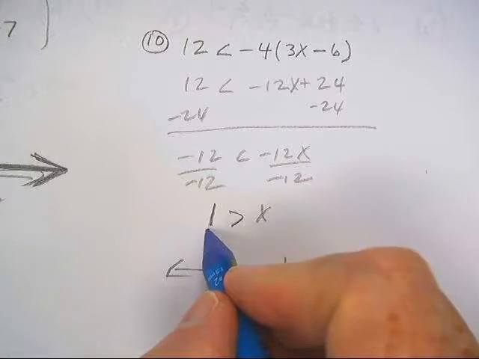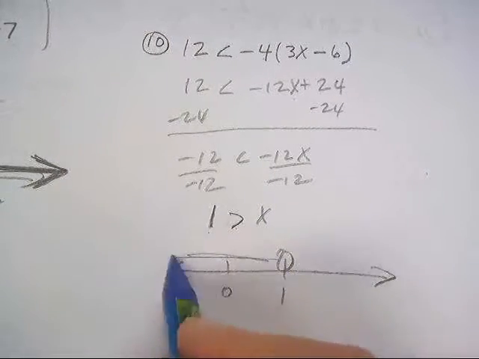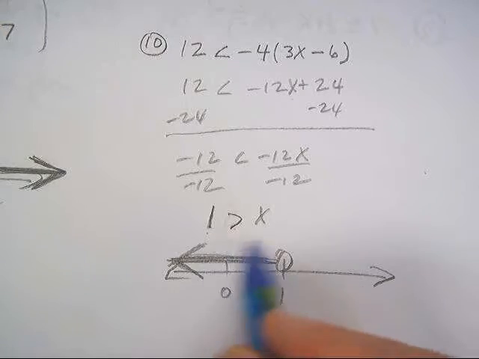One. Now say one is greater than every x. So if one's greater than every x, I've got to go that way. So if you shade the wrong way because you misread that.